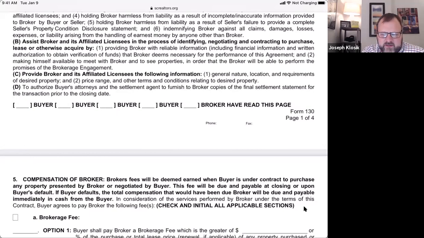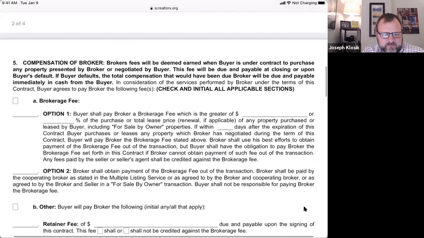Provide the broker and its licensees the general nature, location. This will be things that you go through in your buyer consultation. And then authorize the buyer's attorneys and the settlement agent to furnish the broker copies of the final settlement statement. Again, this is mostly permission to disclose information. Okay, so a bunch of legal stuff out of the way.